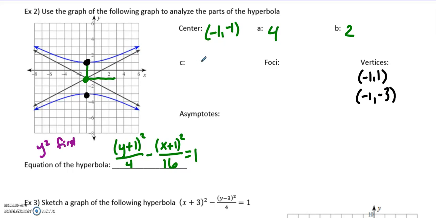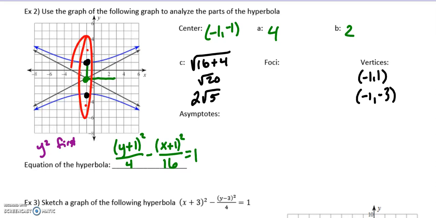My c value is the square root of a squared, 16, plus b squared, which is 4. Like the square root of 20. Now, I'm not a big fan of leaving it like the square root of 20. Reduce that to 2 root 5. So the foci are now inside my graph, but the foci are going to be in the y direction because this is the inside of the graph up here, down here somewhere.